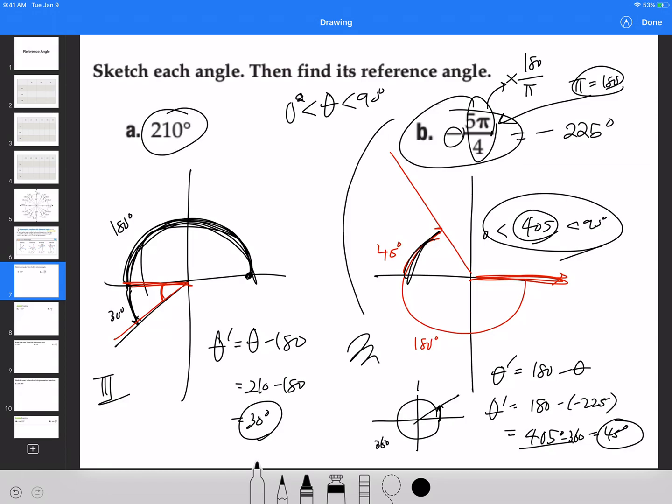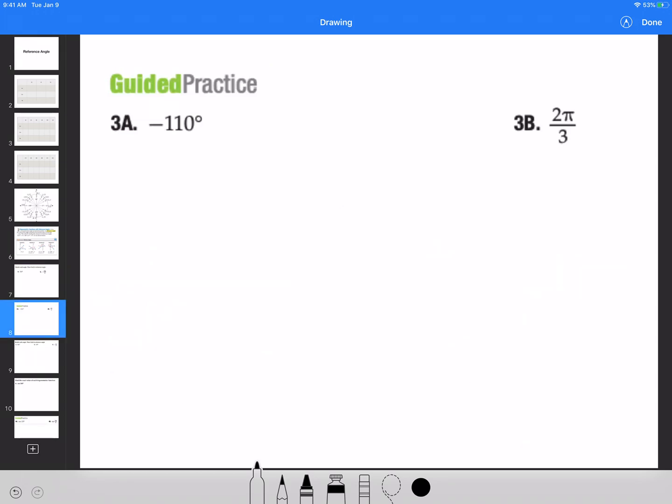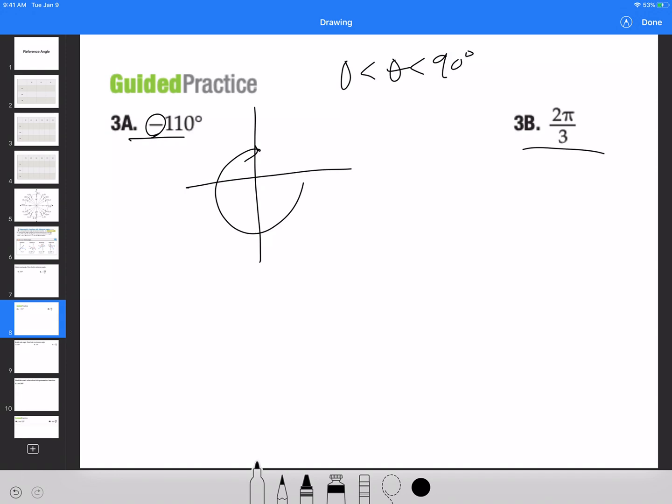This question, I didn't want to talk to you guys about the negative sign. I didn't want to talk to you guys about coterminal angles, so that is going to be a little tricky. But for these guys, I don't think it's going to be a problem. Remember, this negative sign means that you're always going in the clockwise direction rather than counterclockwise direction. Okay, so just try these two problems on your own and tell me your reference angle. Remember, the reference angle always has to be between 0 and 90. That's a must. Don't ever forget that.